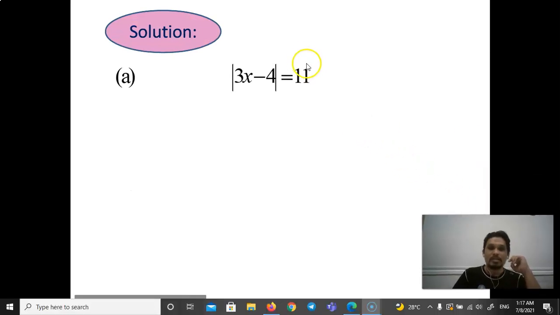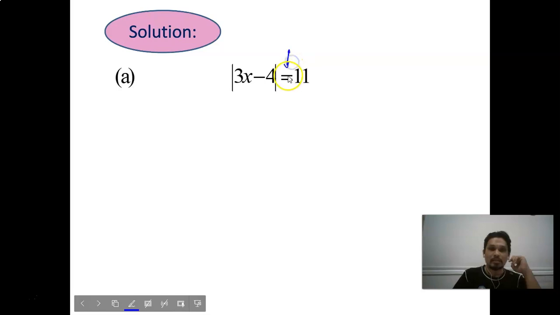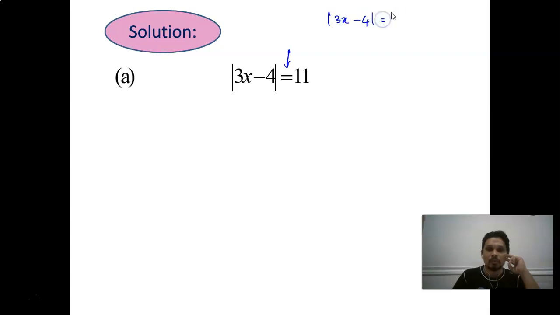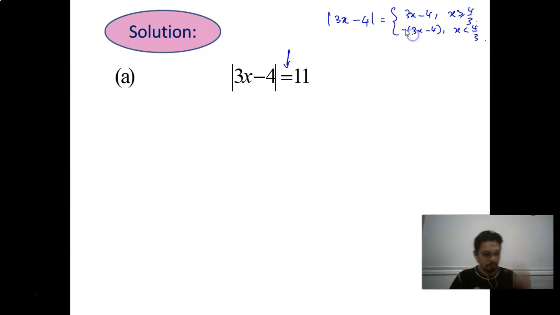So what about this one here now? For this one, this is an equal sign, so this is an equation, not an inequality. Equal to one value, 11. By the way, the modulus of 3x minus 4 equals 3x minus 4 for x greater than or equal to 4 over 3, or negative of 3x minus 4 for x less than 4 over 3. So we've got two definitions here.